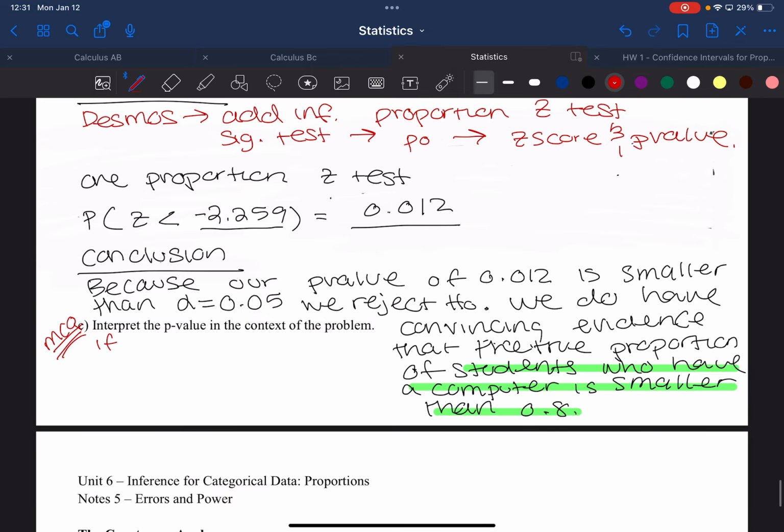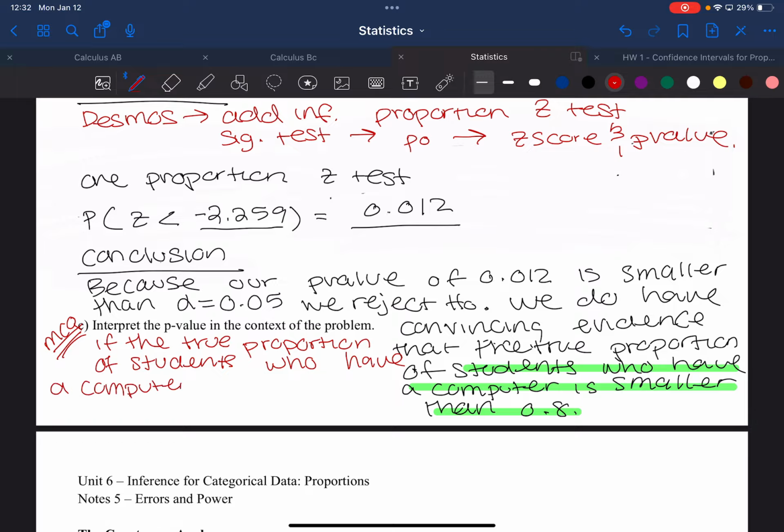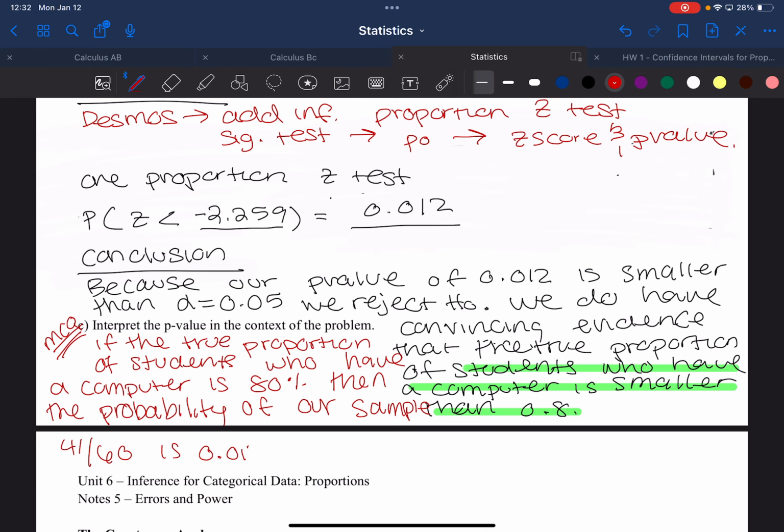So we would say, if the true proportion of students who have a computer is 80%, then the probability of our sample, 41 out of 60, is 0.012.